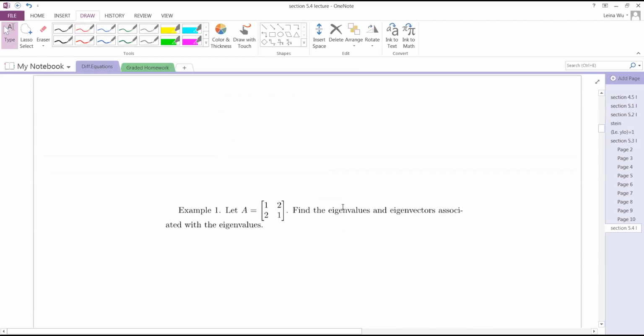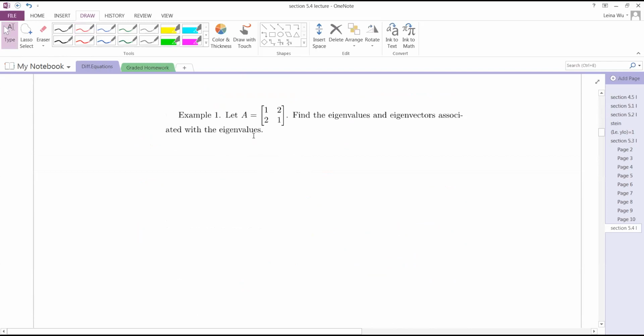All right, so let's first look at our example 1. Let matrix A be [1, 2; 2, 1]. Find the eigenvalues and the eigenvectors associated with the eigenvalues. So we have two questions. First of all, find the eigenvalues. Secondly, find the eigenvectors related to those eigenvalues. Solution. First of all, for eigenvalue, what do we need to do first?